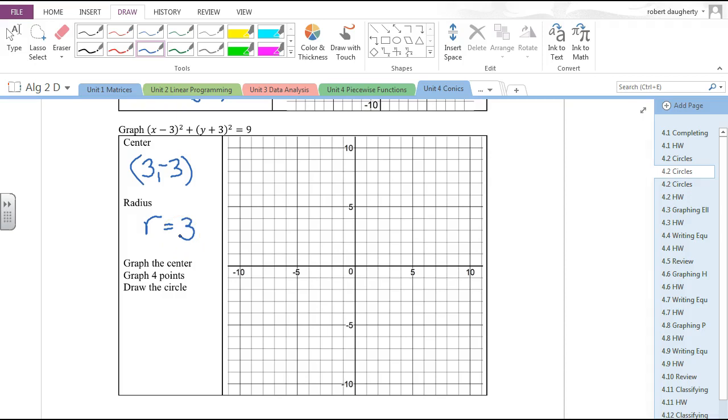So how do I graph this? Just go to 3, negative 3, and the radius is 3. So just count out 3 in all directions, and that should help you draw the circle. Right there, okay.